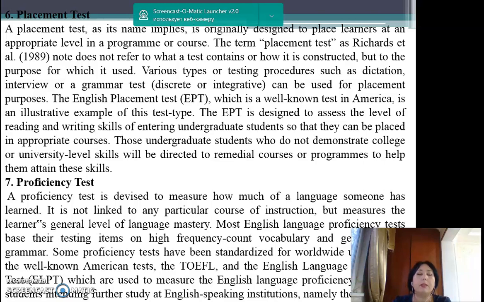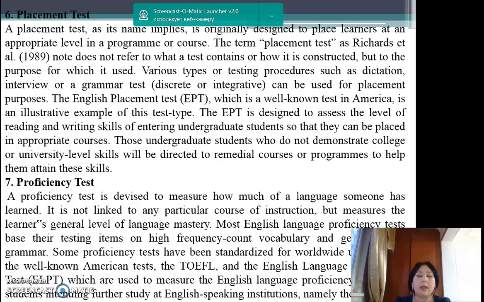The seventh is the proficiency test, which is devised to measure how much of a language someone has learned. It is not linked to any particular course of instruction, but measures the learner's general level of language mastery. Most English language proficiency tests base their testing items on high-frequency vocabulary and general basic grammar.